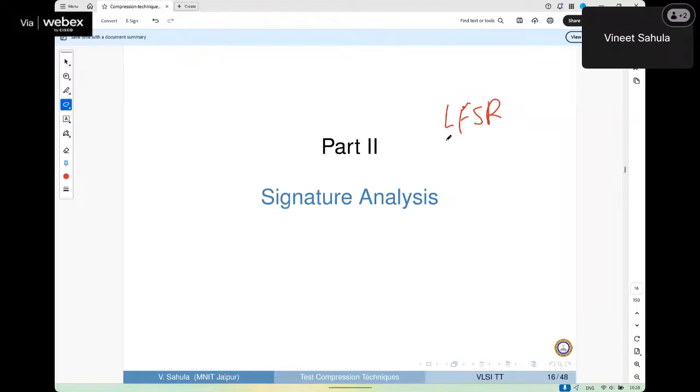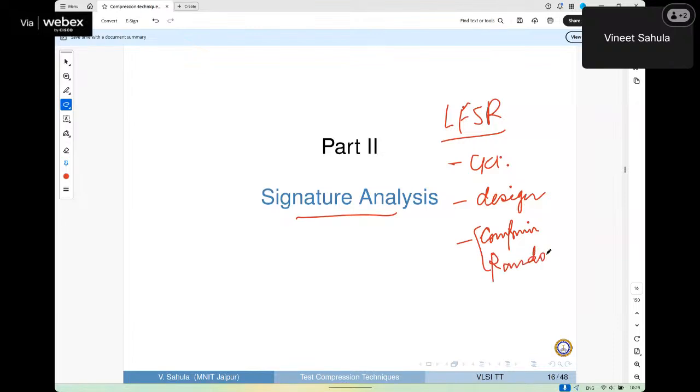So let us first look at what this means, what are the components, and then we'll do the analysis. The analysis would be, let us say, what is the circuit of LFSR, supposedly. Then we'll look at how we can design LFSR, right? And then how we can use it for signature analysis, like compression or random pattern generation, right?